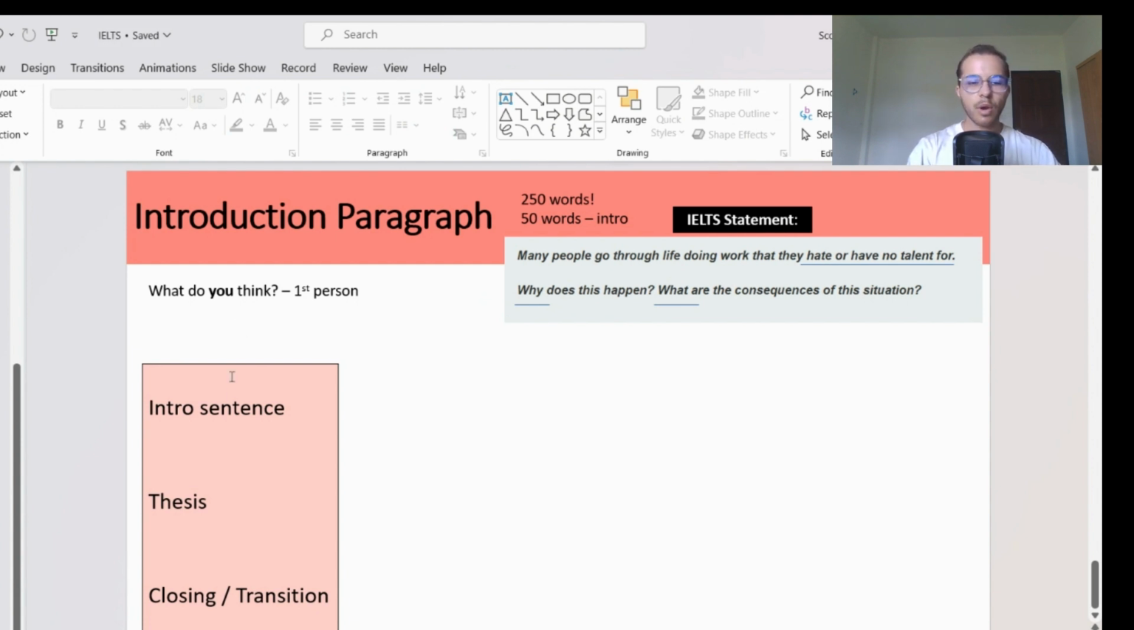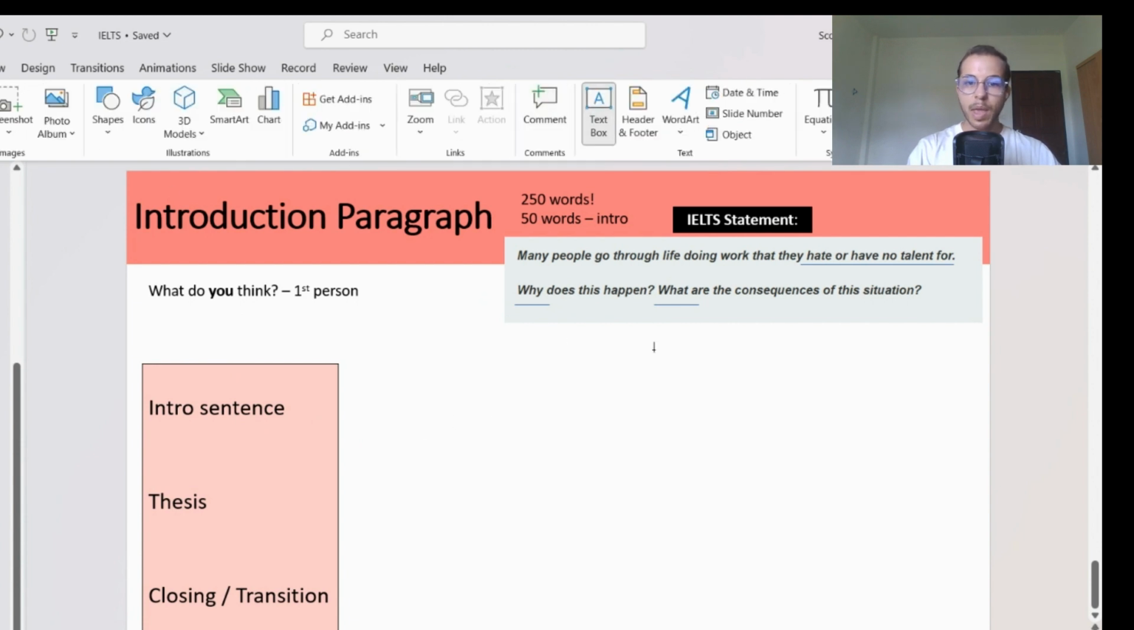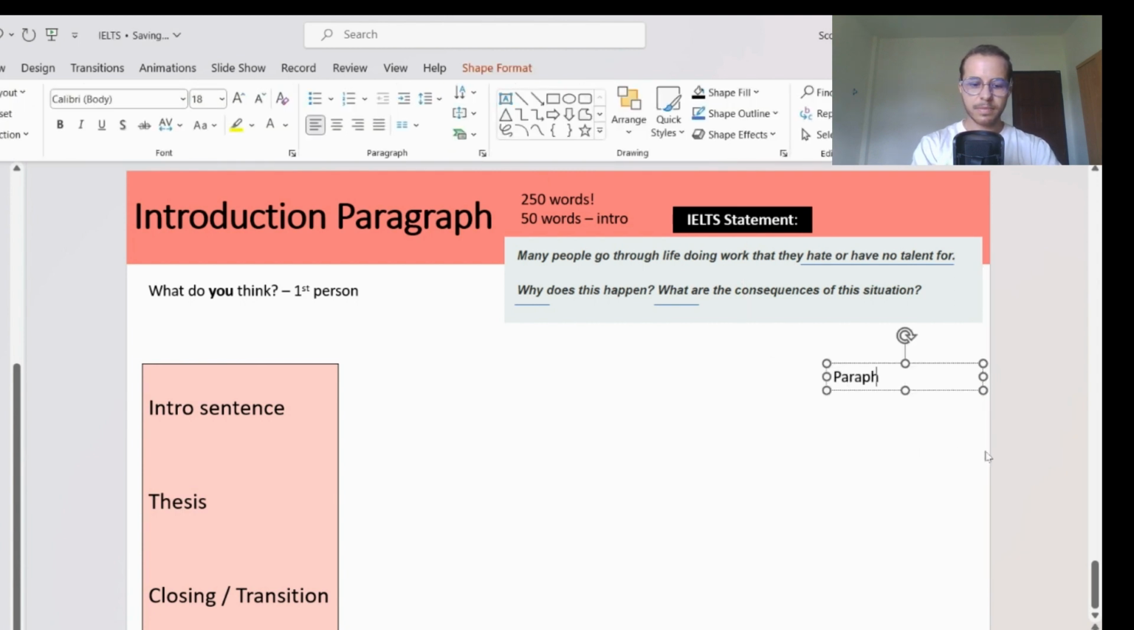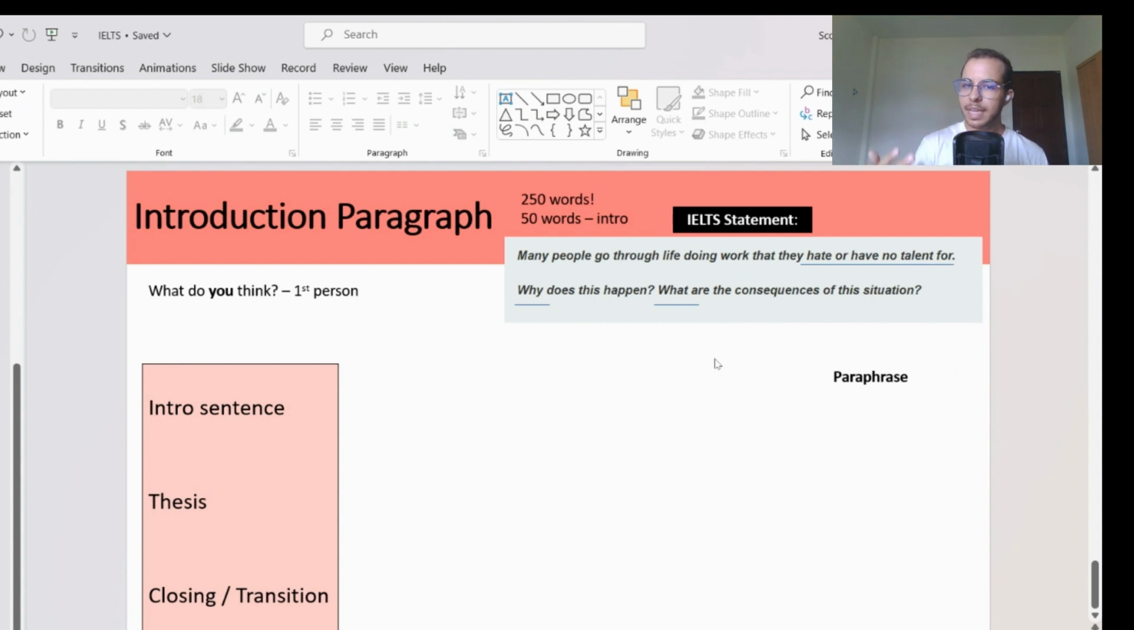So let's start with our intro sentence. The intro sentence is going to restate or paraphrase this statement. When you paraphrase, you are restating the statement using your own words. Make sure it is in your own words. This demonstrates that you know the question, you understand it, and you're able to summarize or rephrase it.